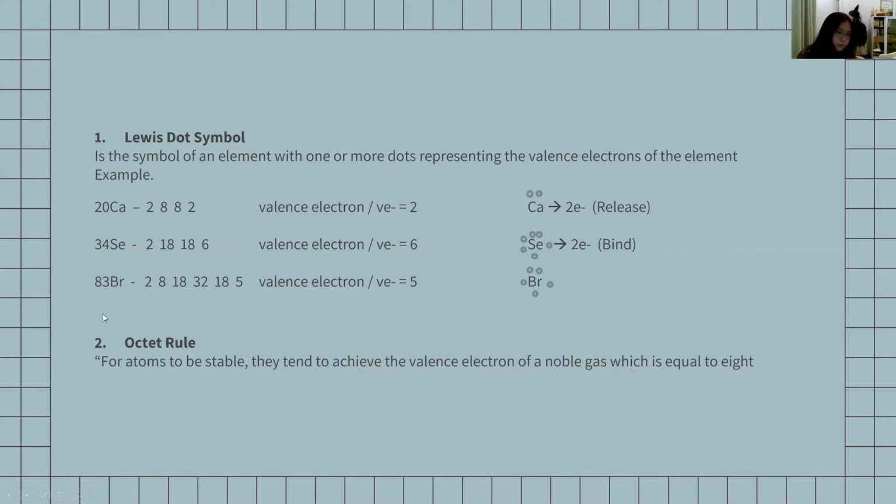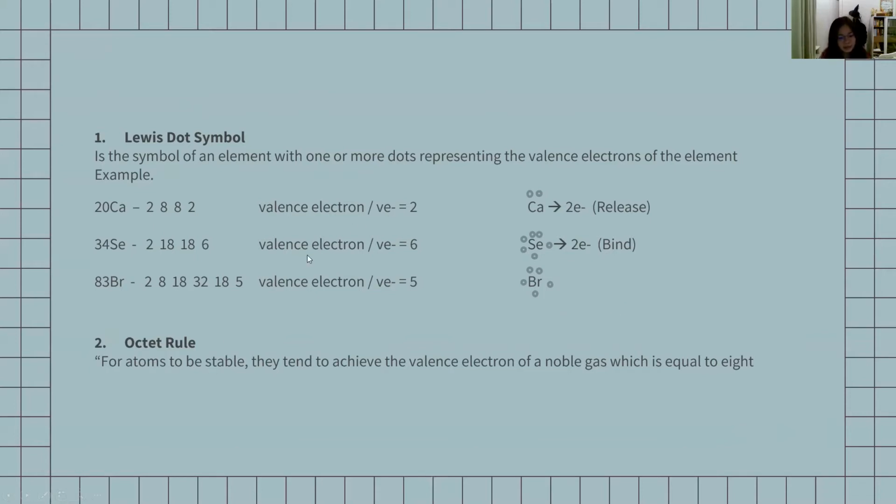Same goes to bromine. The atomic number of bromine is 35, and so we write the electronic configuration, which is 2, 8, 18, 7, and the valence electron is 7. And so we write this, and it needs 1 more to be stable.